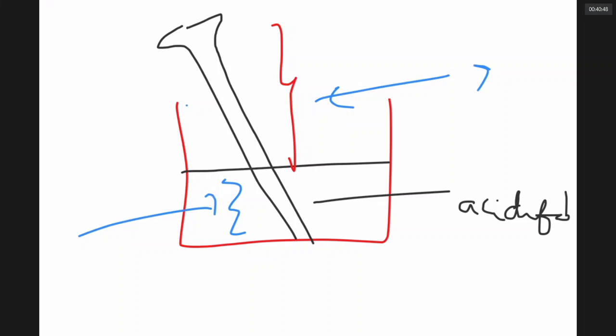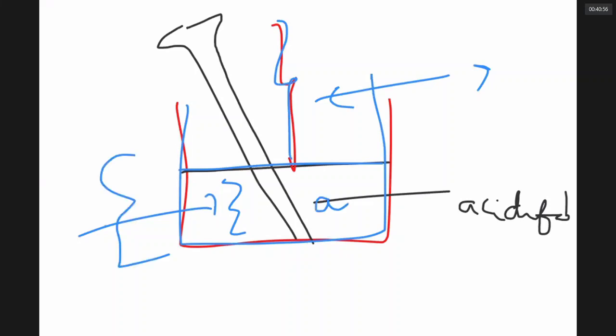Sir, an iron nail is kept in a beaker containing water. A part is outside the water, a part is inside the water. Part A, part B. Which part gets rusted, sir, quickly?